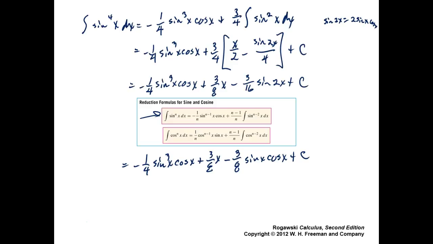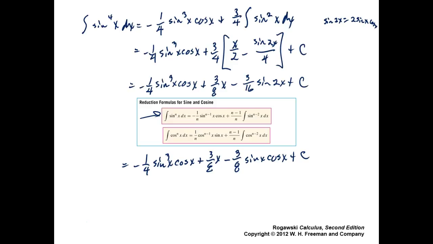They have a reminder here of what sine squared is in terms of 1/2, 1 minus cosine 2x. Cosine squared is 1/2, 1 plus cosine 2x. Sine 2x is 2 sine x cosine x, and cosine 2x is cosine squared minus sine squared. So it was all there in the margin. I didn't even look.